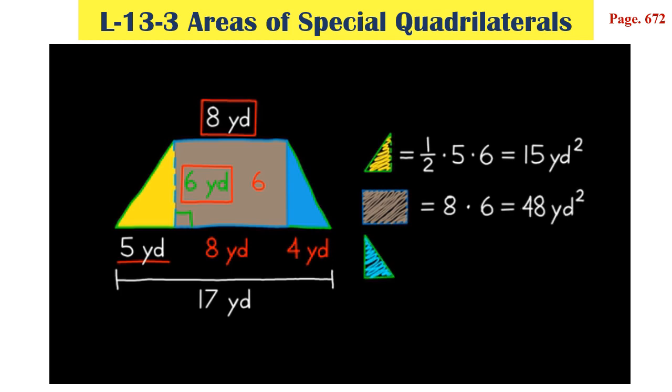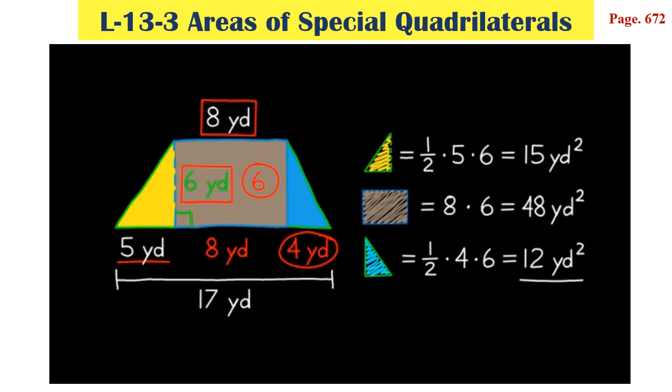Now for the area of the right triangle. It has a height of 6 yards and a base of 4 yards. So its area is 1/2 times 4 times 6, which equals 12 square yards. Now, to find the total area of the trapezoid, we find the sum of all three areas. 15 plus 48 plus 12 equals 75. So the area of the trapezoid equals 75 square yards.